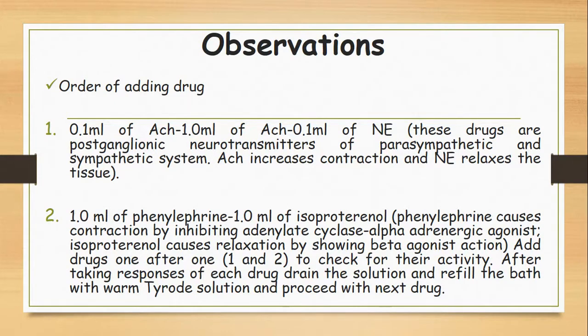Second is 1 ml of phenylephrine and 1 ml of isoproterenol. Phenylephrine causes contraction as an alpha-adrenergic agonist. Isoproterenol causes relaxation by showing beta agonist action. Then add drugs one after another to check their activity, and after taking the response to each drug, drain the solution and refill the bath with warm Tyrode solution and proceed with the next drug.